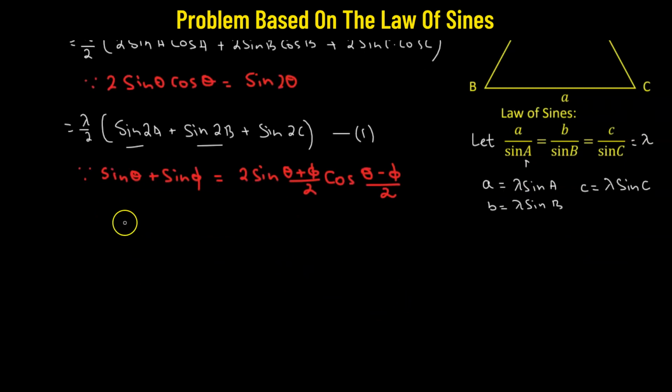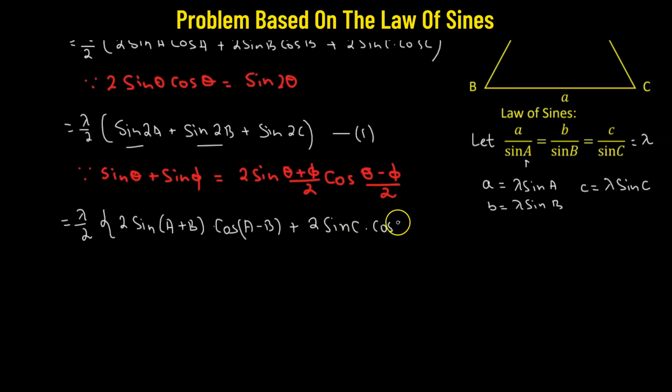So we are going to get lambda over 2 multiplied by, sin 2A plus sin 2B will be equal to 2 times sin of (2A plus 2B) divided by 2. That's going to give us A plus B multiplied by cos of, we take 2A and subtract from it 2B and divide by 2. That will give us A minus B, plus we have sin 2C. So sin 2C is 2 times sin C times cos C.